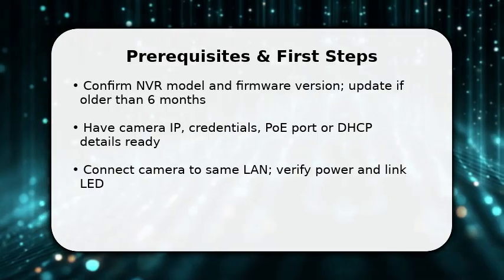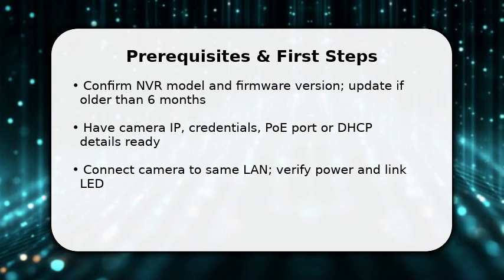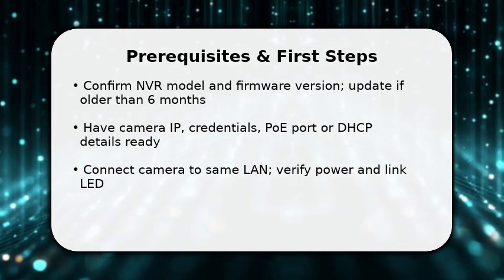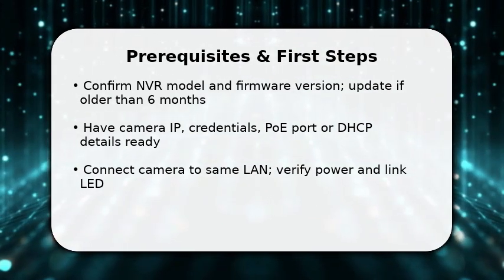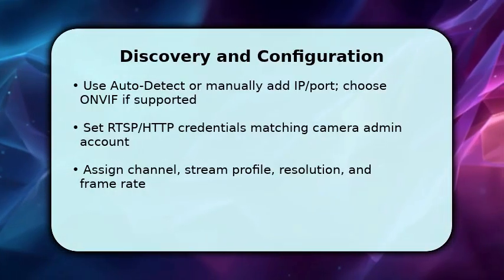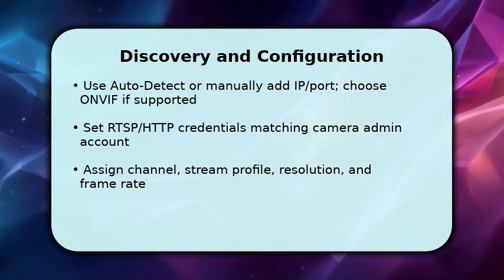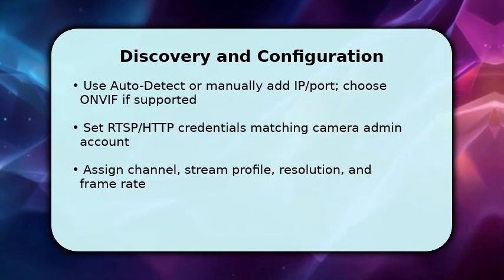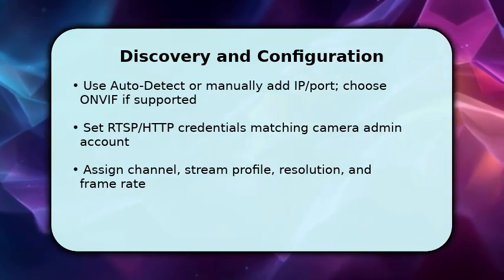Now log into the NVR web UI or local GUI using your admin account and proceed to the Camera or Device Management section to add a new device. Once in Device Management, choose Auto Detect to let the NVR probe the subnet. If the camera doesn't appear, switch to Manual Add and type the IP, port, and protocol. ONVIF is preferred for automated settings.